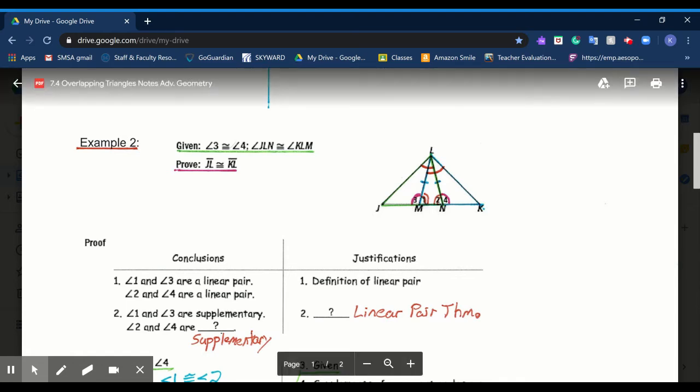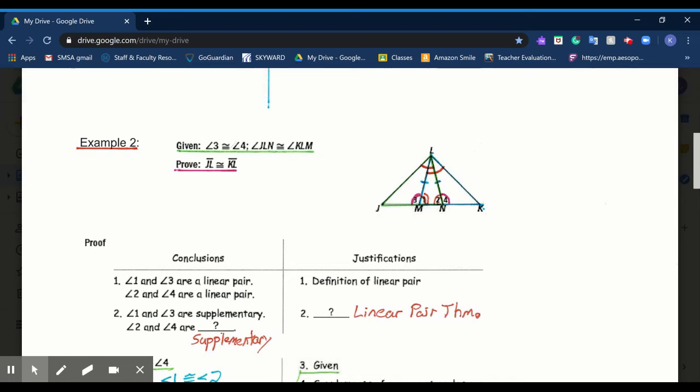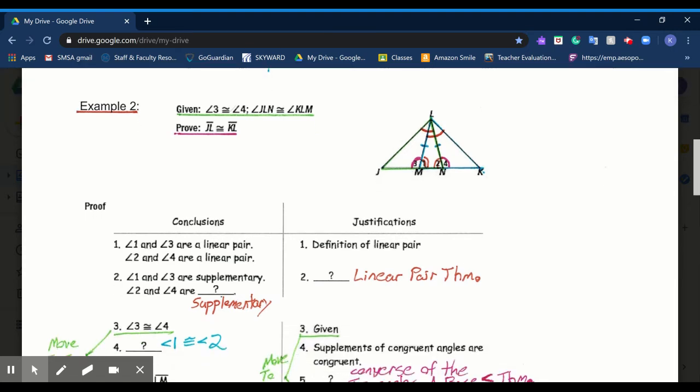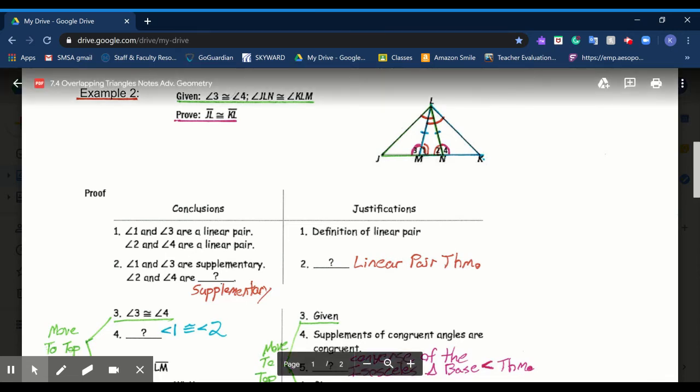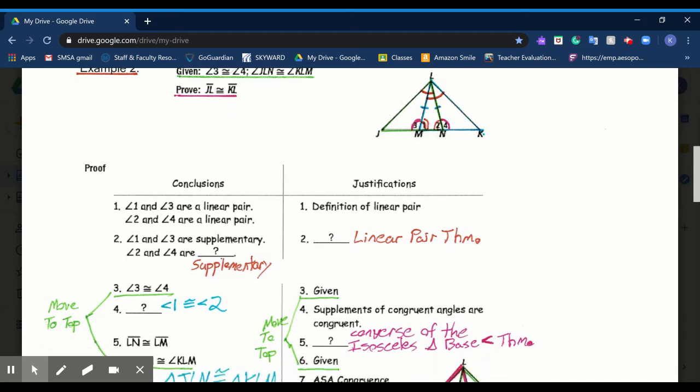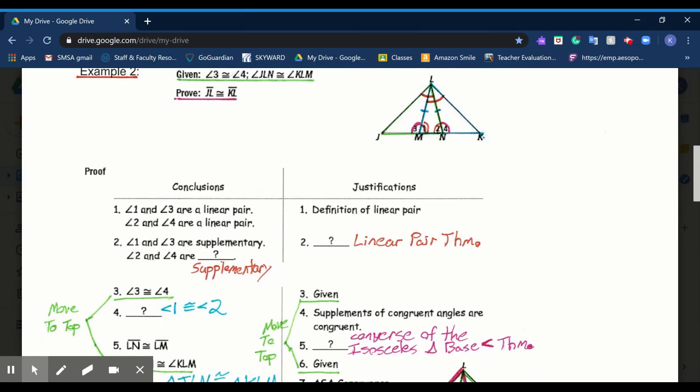What they established were 1 and 3 are a linear pair, and angles 2 and 4 are a linear pair. Definition of a linear pair. Based on the linear pair theorem, that's the justification for 2, we could then say angles 1 and 3 are supplementary, as well as 2 and 4. Why that matters is once we've established a linear pair and supplementary, we can then later establish congruency among supplementary angles. So this is where they start to look at that idea.